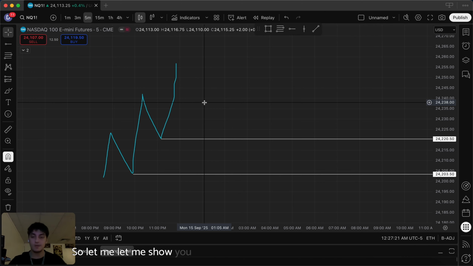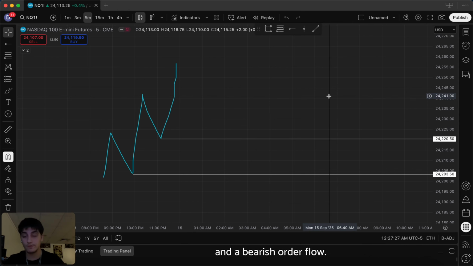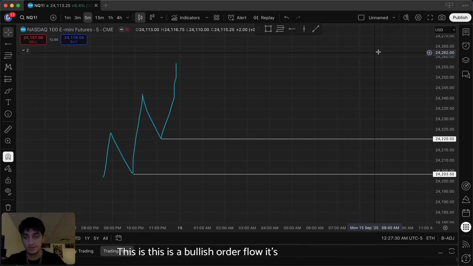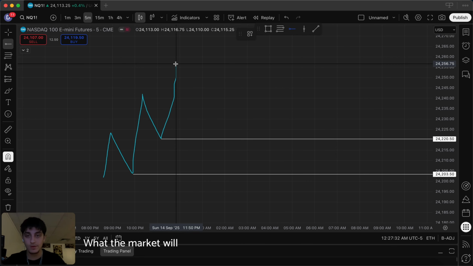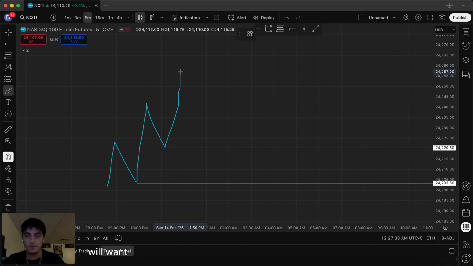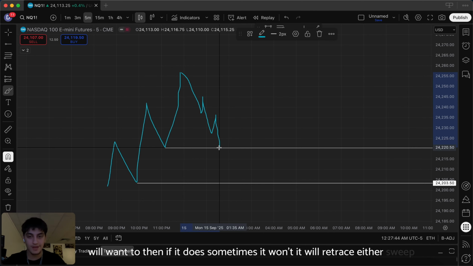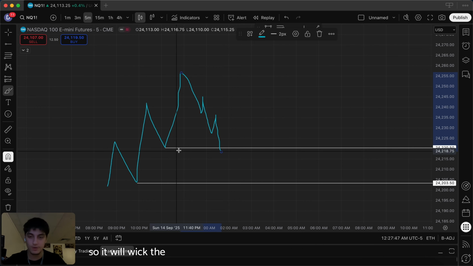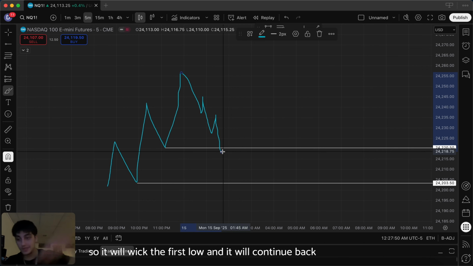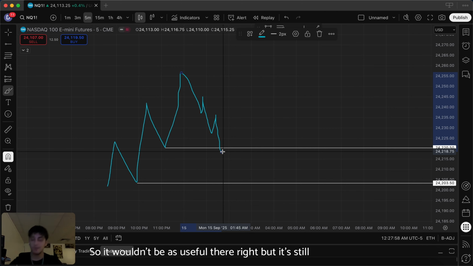So let me show you guys examples of how it looks on a bullish order flow and a bearish order flow. This is a bullish order flow. It's pretty easy, plain and simple. Okay, I pressed the wrong button, my bad. The market will want to retrace, or sometimes it won't. It will sweep liquidity, so it will wick the first low and continue back up, which is called order flow continuation. So it wouldn't be as useful there, but it's still useful at the same time.